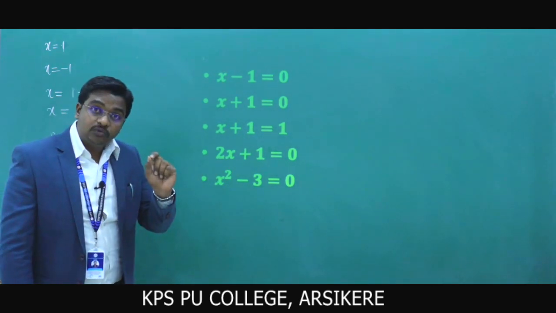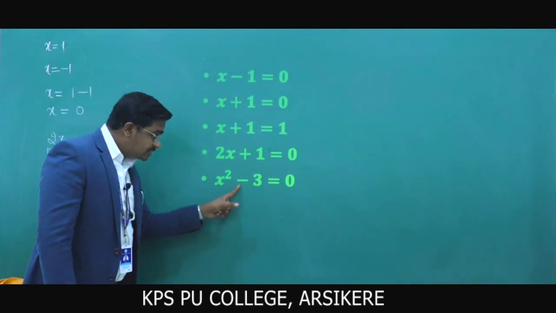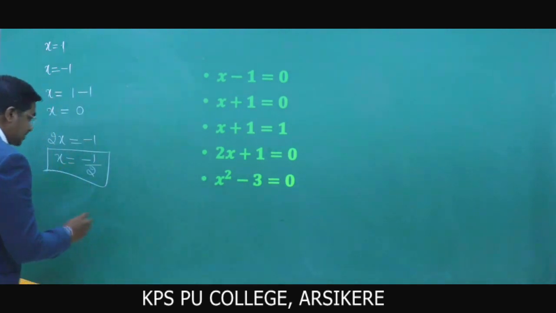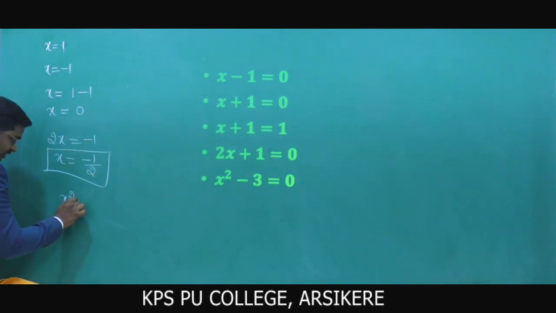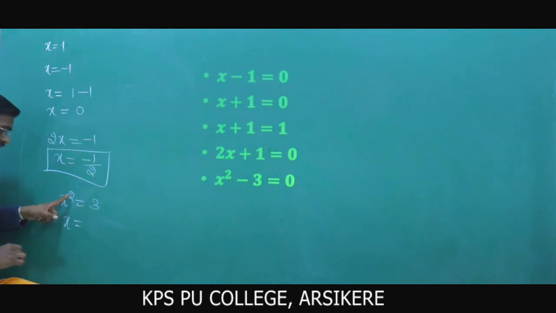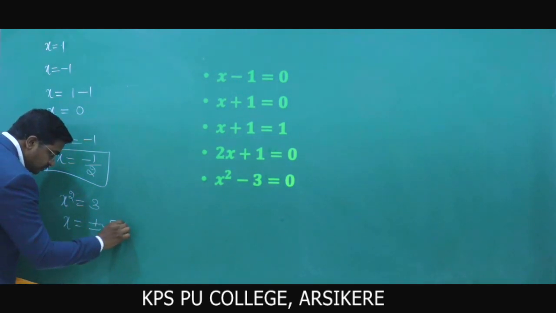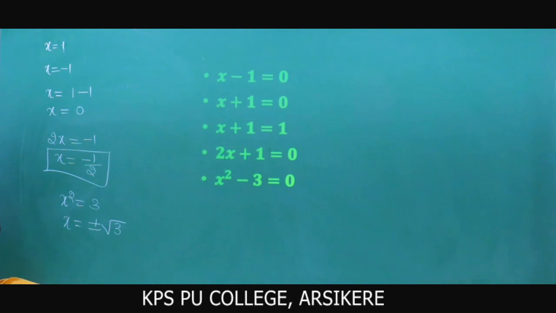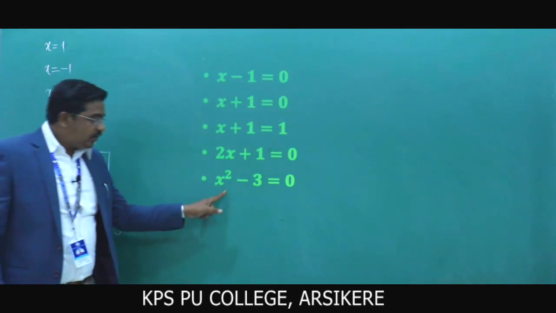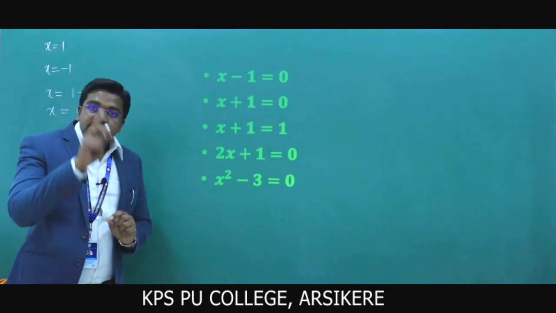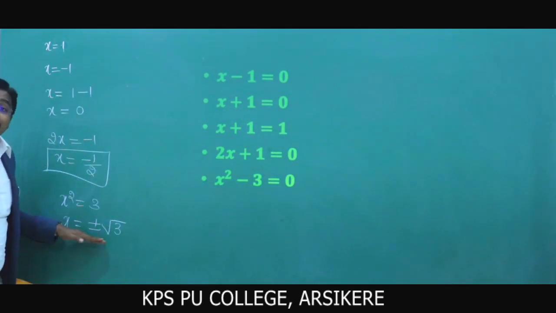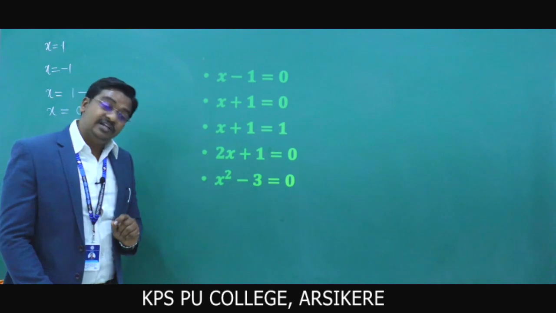What roots can come? x square minus 3 is equal to 0. See how I simplify it. I substitute x square is equal to 3. Done, right? So what about x then? x is equal to, degree is 2 means we get 2 roots, plus or minus square root of 3. What root did we get? Plus or minus square root of 3. For x square minus 3 is equal to 0, the corresponding roots are x is equal to plus or minus square root of 3.